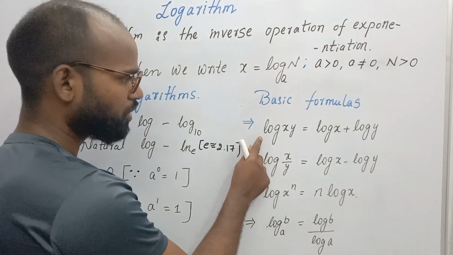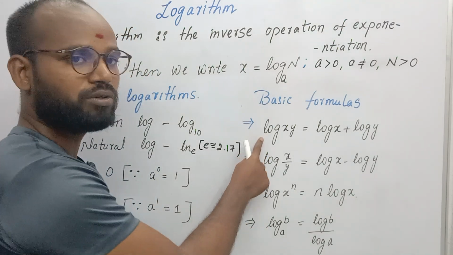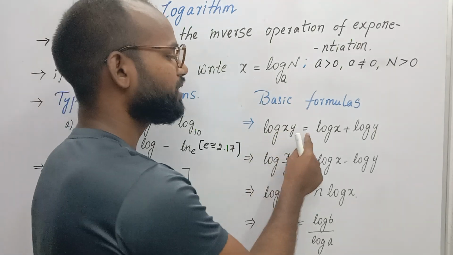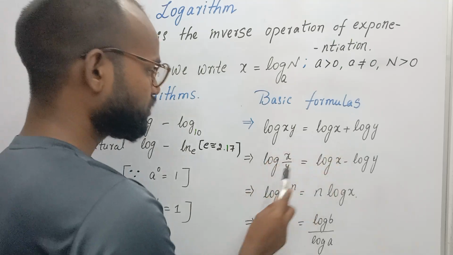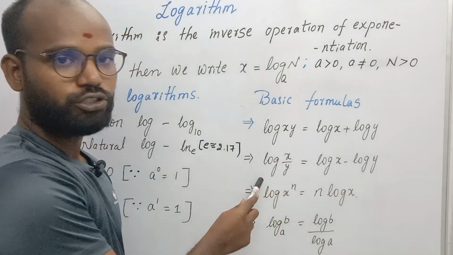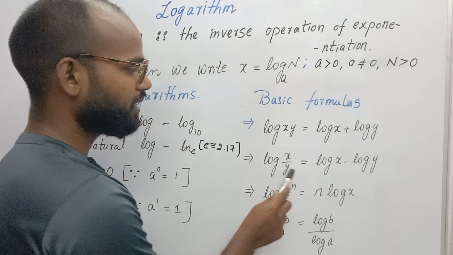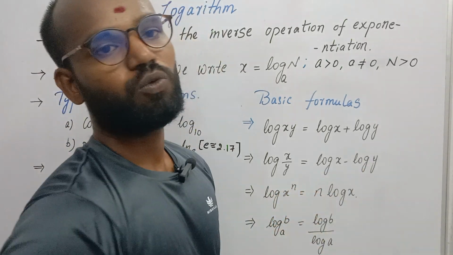First one is the product rule. What is the rule? Log xy equals log x plus log y. Next one, log x by y, is the quotient rule. Log x by y equals log x minus log y.